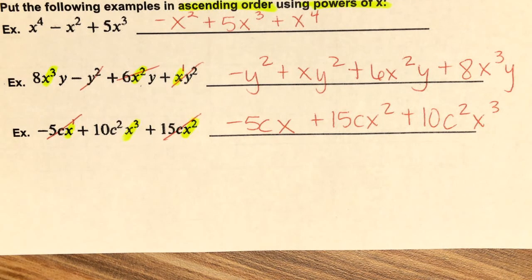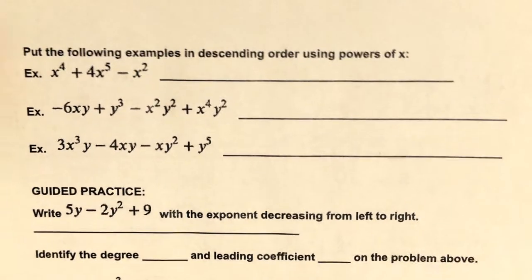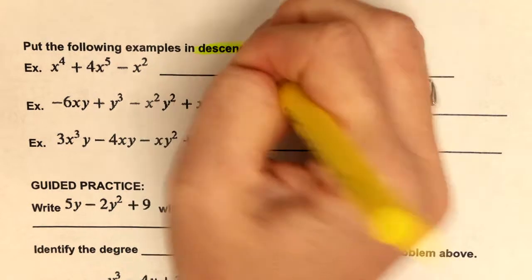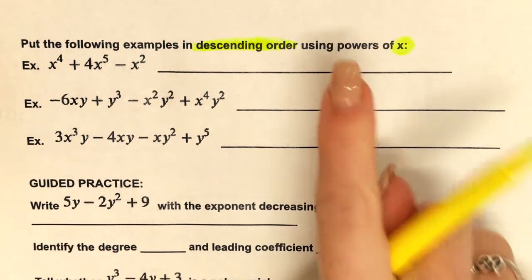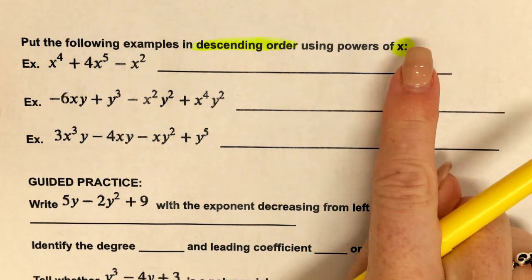Good? So again, I realize y'all are like, but why are we doing this? Because you have to know the correct way to write a polynomial. You're not solving anything. You're just identifying them and organizing them in different ways. What we just did was ascending order. Now if you flip your page, what does it want us to do? Descending order. And what are we only going to look at? Because it says using the powers of x.